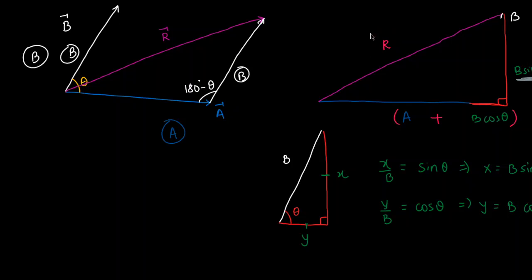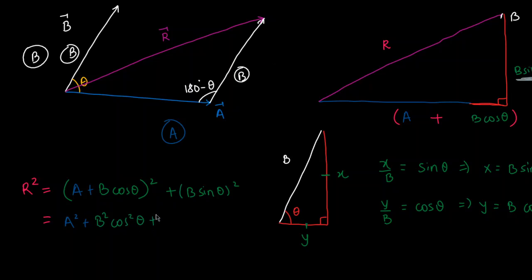And you can now solve for r here. So now r squared, by Pythagoras' theorem, the hypotenuse squared is equal to a plus b cosine theta, all this squared, since this is just one entire side, plus this side right here, this is b sine theta, so b times sine of theta squared. You can expand this term, so this will be equal to a squared plus b squared times the cosine squared plus 2 times a times b cos theta.